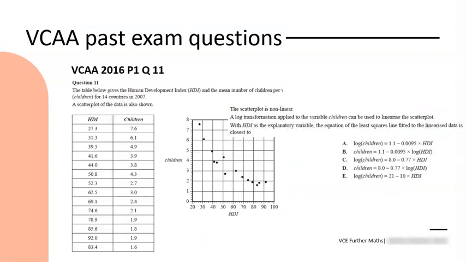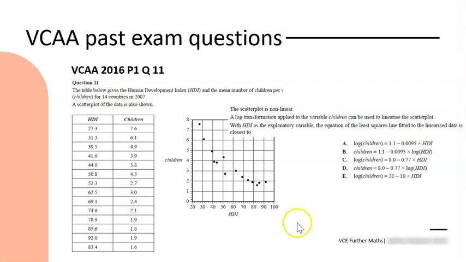Our next example is from the 2016 paper 1, again, question 11. The table below gives the Human Development Index, the HDI, and the mean number of children per woman, given as children, for 14 countries in 2007. A scatter plot of the data is shown. So you can see we've got our original data, we've got our scatter plot here. It's important to take note that the HDI, the Human Development Index, is our explanatory variable there, and the number of children per woman is our response variable.